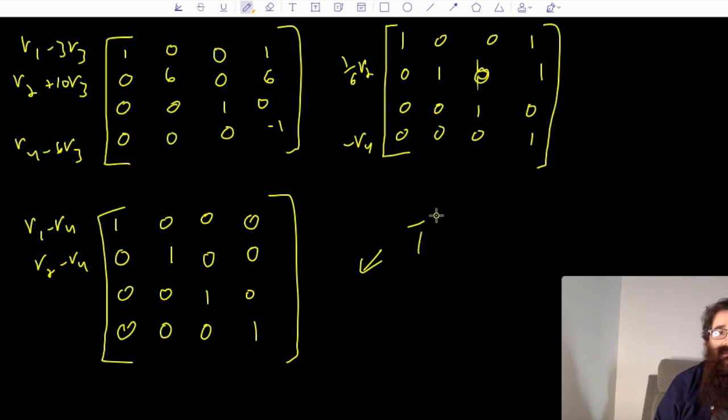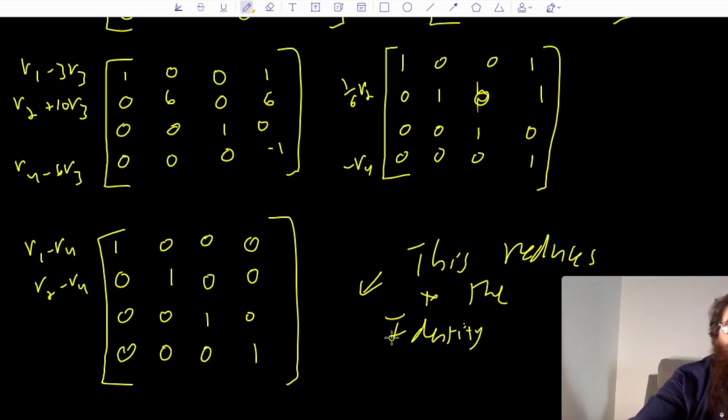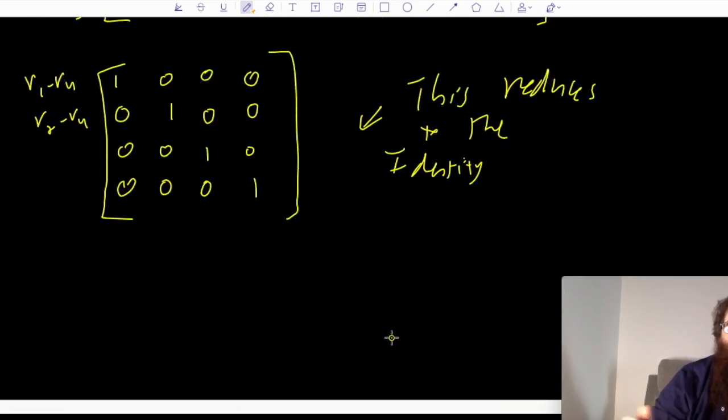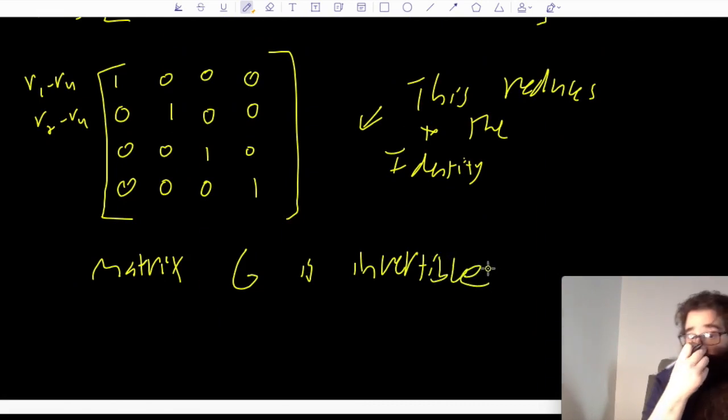So we'll say this reduces to the identity, which means that matrix G is invertible. So matrix G is invertible. More practice row reducing doesn't hurt either. We have our answer. Looks great.